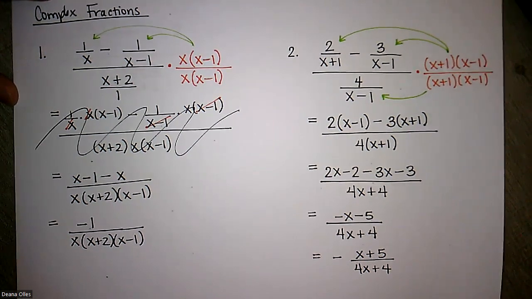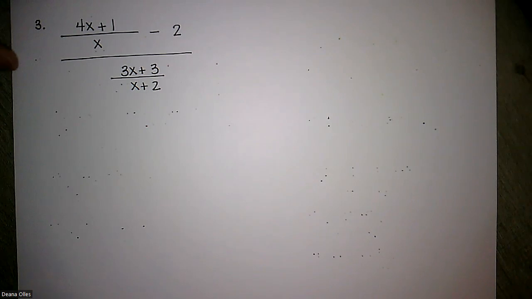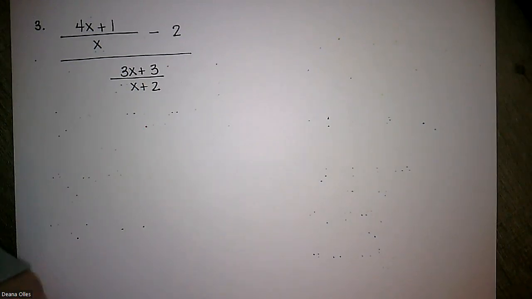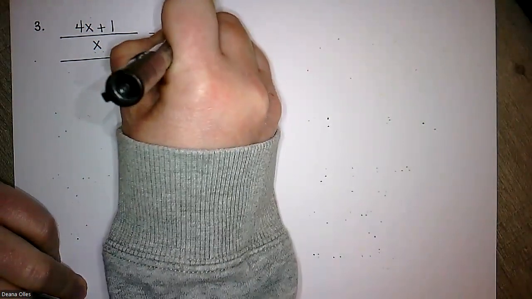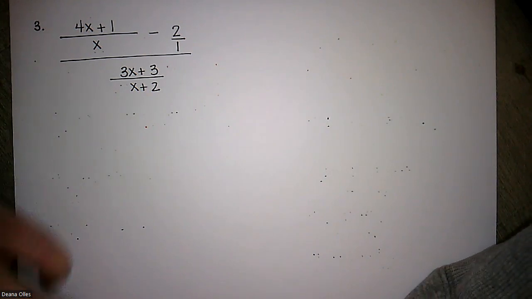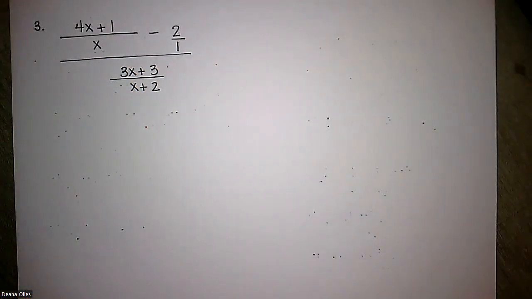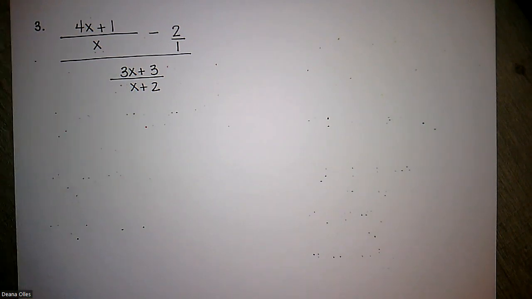So when I do this third example, I think you should have enough practice to go through these. All right, so I've got 4x plus 1 over x and then minus 2, but I don't have a denominator on the 2. So I'm going to go ahead and put a 1 there. Maybe not needed, but would be a good idea to just kind of keep things in line. And then I have a denominator with a denominator of its own of x plus 2.